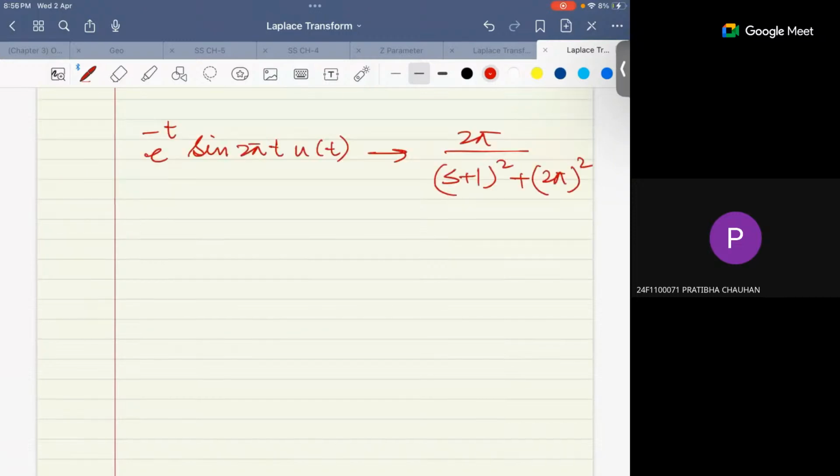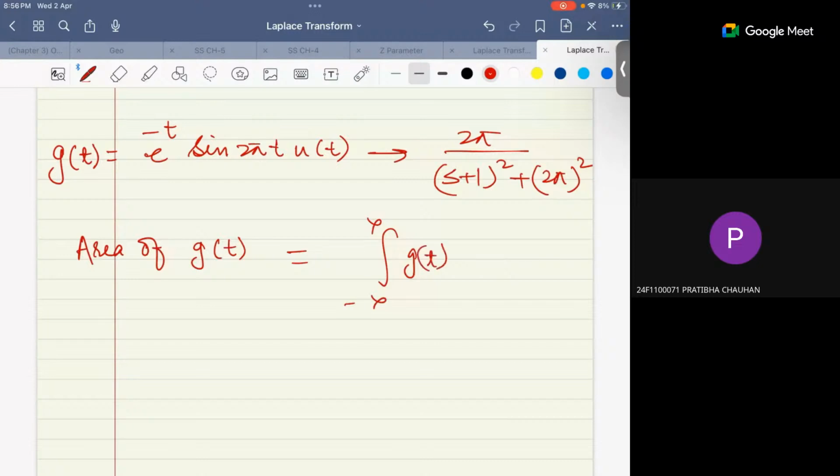Now you have been asked to calculate the area under the curve, right? So this function is g(t), and you have been asked to calculate the area of g(t), that is basically minus infinity to infinity g(t) dt. Correct? How can you get this? If you are calculating the Laplace transform of g(t), that is minus infinity to infinity g(t) e to the power minus st dt. If you put s equals 0, you'll be left with minus infinity to infinity g(t) dt. That is basically whatever Laplace transform you are getting, put s equals 0.